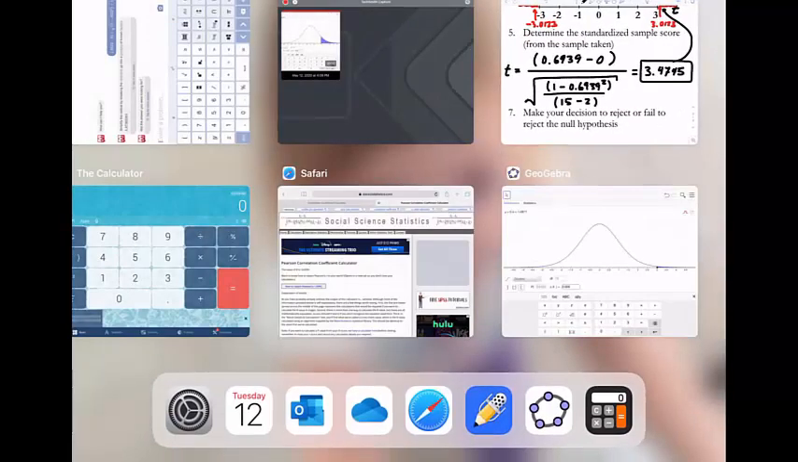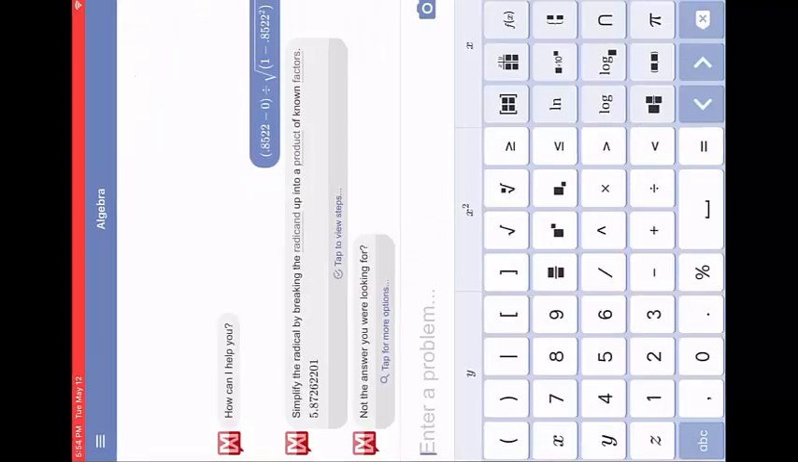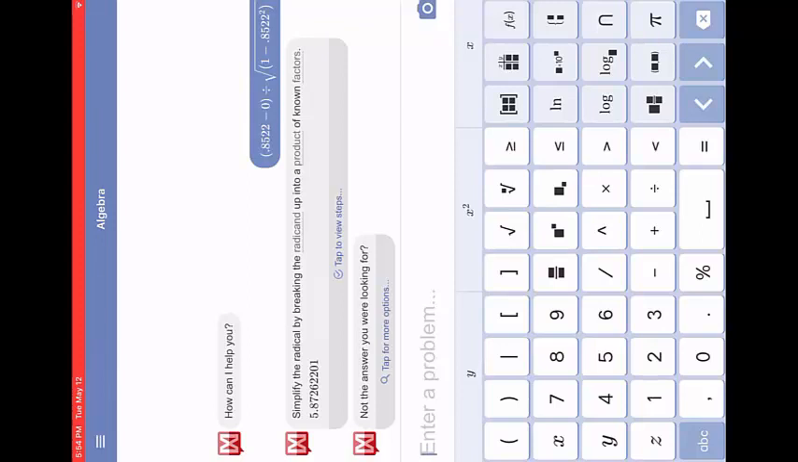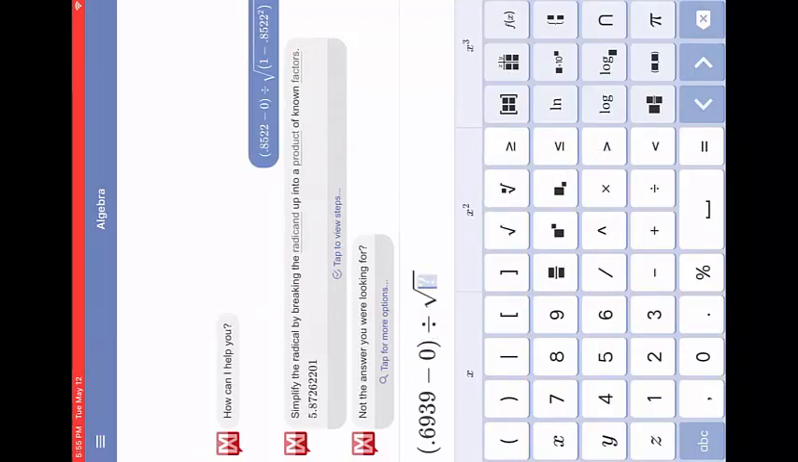So let's jump back over to Mathway. Sorry, not GeoGebra, but Mathway. All right, so let's try this out here. Let's clear out the problem. Okay. All right, so starting off with parentheses here, we have just the r value, 0.6939 minus 0, close parenthesis, divided by square root there.